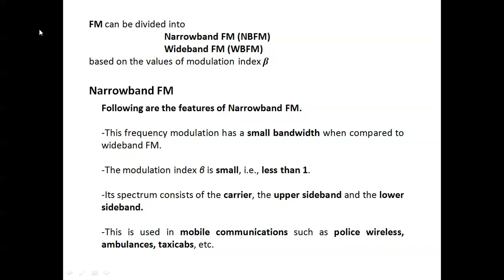The spectrum consists only of the carrier, the upper sideband and the lower sideband. This is used in mobile communication, such as police wireless, ambulances and taxi cabs. So these are the places where frequency modulation is used.